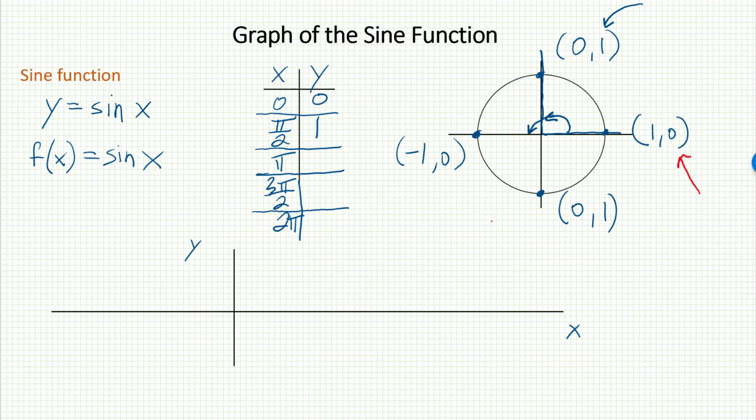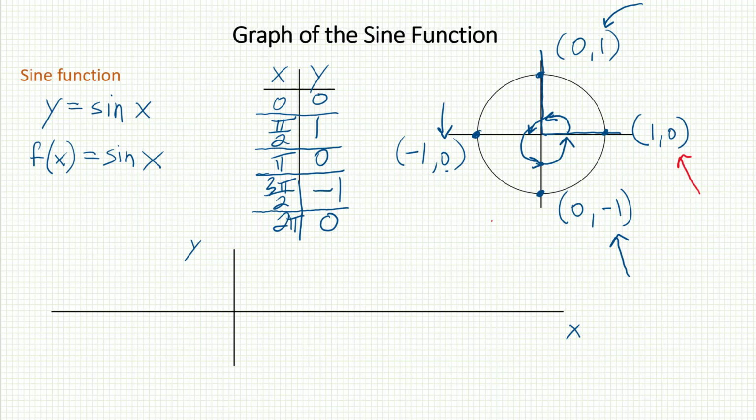After rotating pi, my b coordinate is back to 0. If I rotate down to 3 pi over 2, my b coordinate is now negative 1. And of course, rotating all the way back to 2 pi, I'm back to a b coordinate of 0. Now that I have a table of values, I can start drawing my graph.